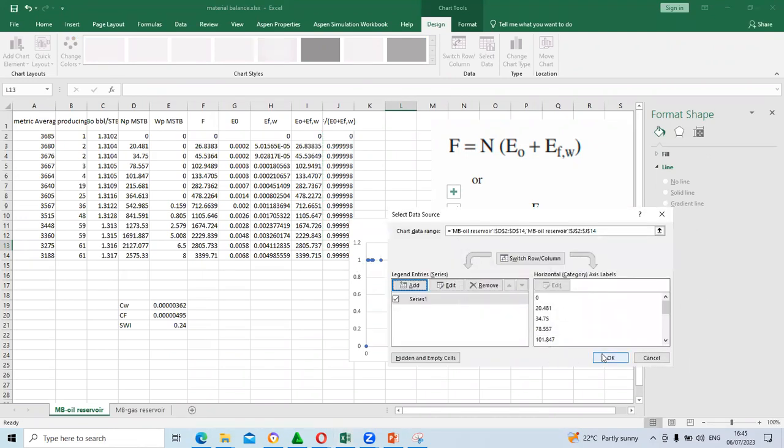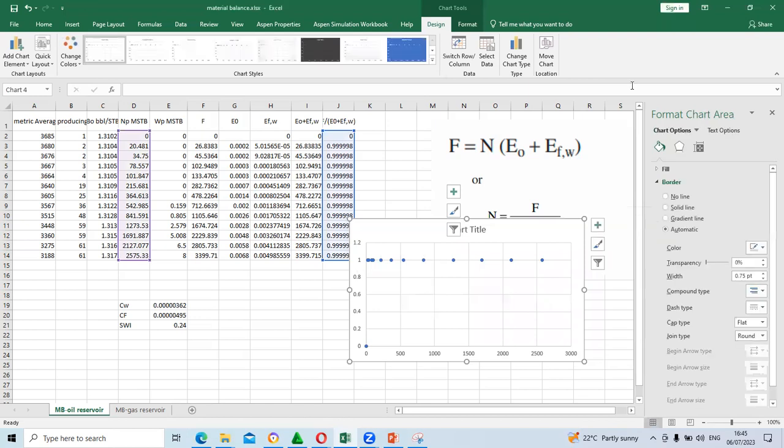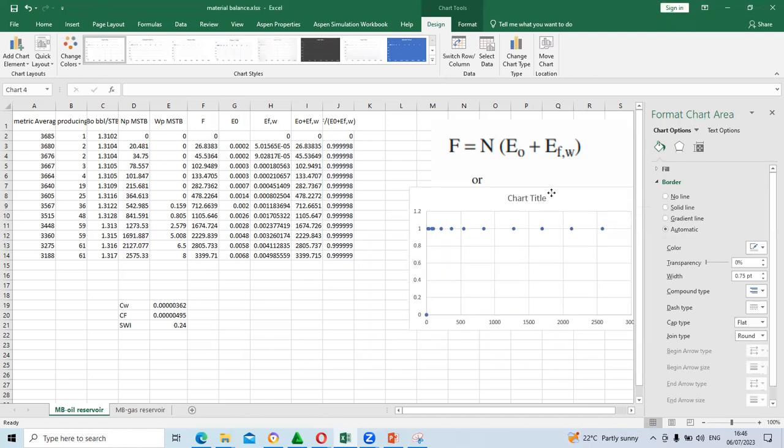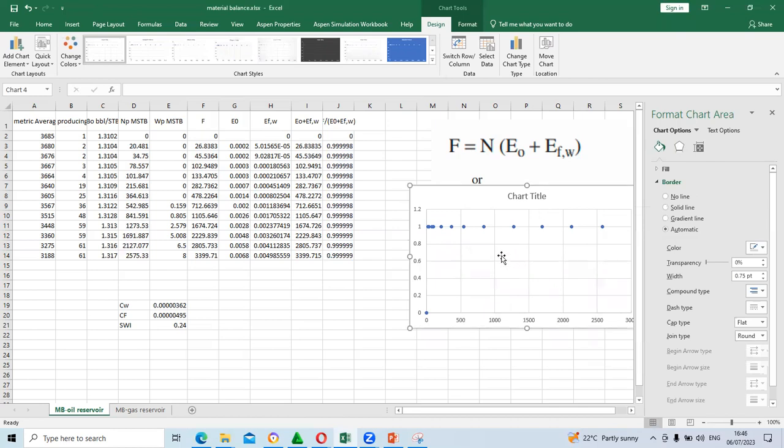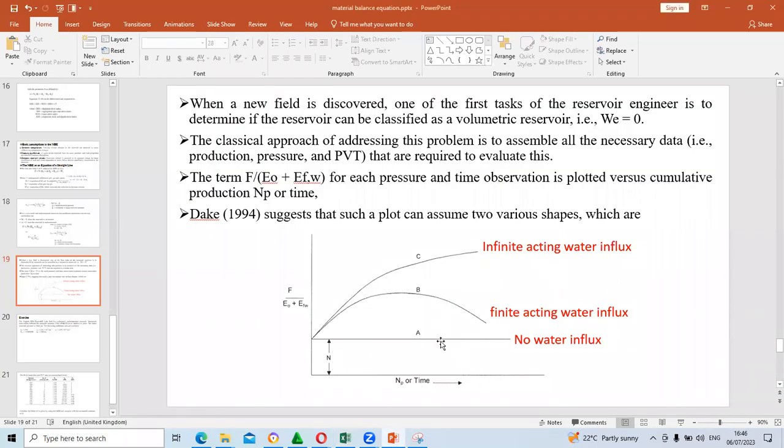So it gives us a curve like that. You realize that the values are very, very close to each other. So it is giving us a horizontal plot, and that horizontal plot is telling us that it is a volumetric reservoir with no water influx. A volumetric reservoir with no water influx. That's what it is telling us based on this.